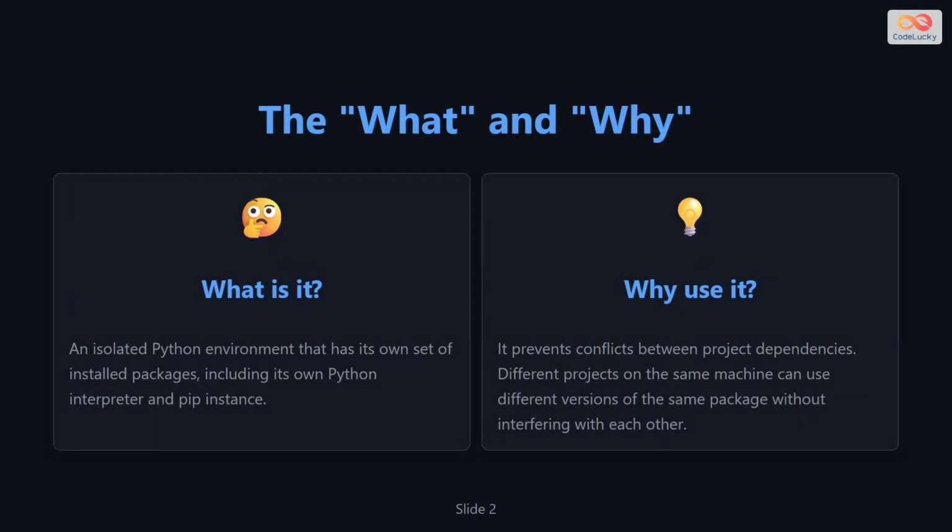So, what exactly is a virtual environment? Think of it as a private, isolated directory for your Python project. This directory contains a specific version of the Python interpreter, and it has its own separate space for installing libraries and packages. The key takeaway is that this isolation prevents conflicts. If you have two projects that require different versions of the same library, virtual environments allow them to coexist peacefully on the same computer without causing issues.